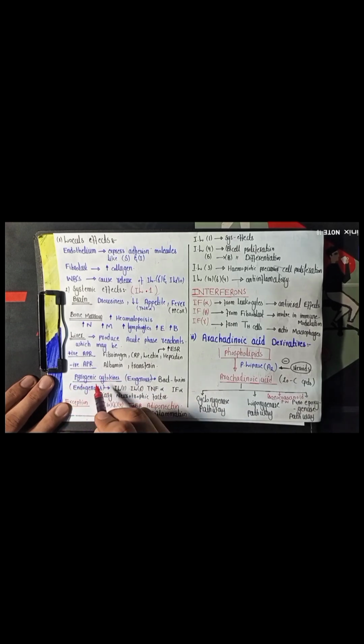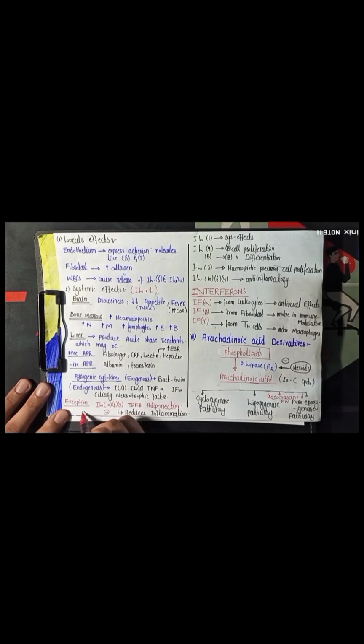Now let's talk about the pyrogenic cytokines. These cytokines cause fever, and they may be exogenous, which are bacterial toxins, or endogenous. The endogenous pyrogenic cytokines include interleukin 1, interleukin 6, tumor necrosis factor alpha, interferon alpha, and ciliary neurotrophic factor. These endogenous cytokines cause pyrexia. Normally, the cytokines increase the process of inflammation, but there are certain exceptions like interleukin 4, 6, and interleukin 10, transforming growth factor beta, and adiponectin, which inhibit or reduce the process of inflammation.